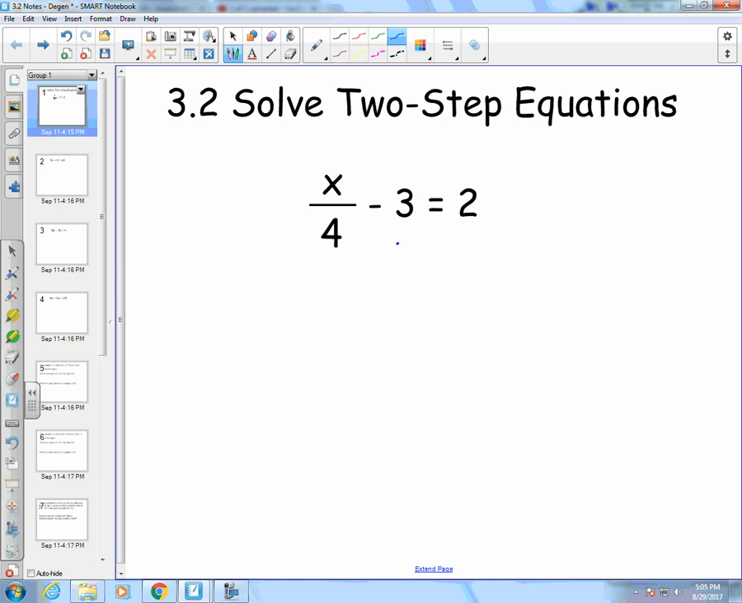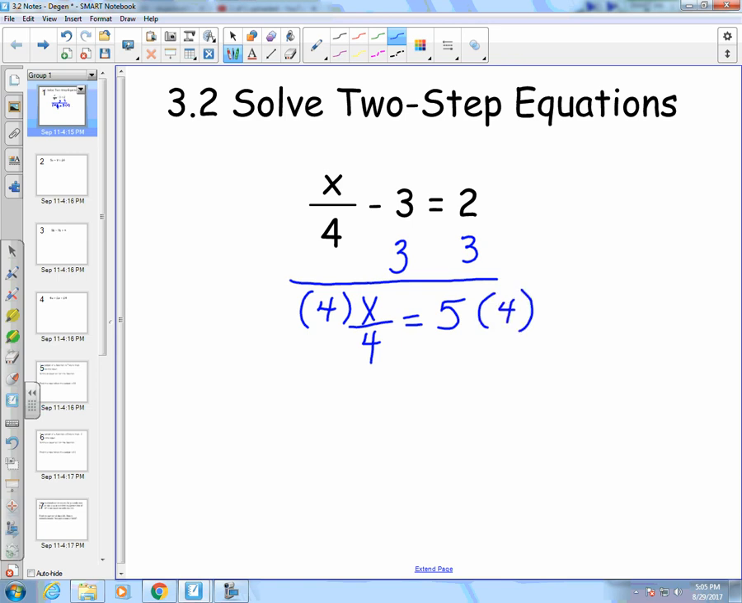So if we take care of the subtracting 3, the inverse operation is to add 3 to both sides. The 3 and the -3 cancel out. That leaves us with x divided by 4 equals 5. And now we're down to a one-step equation, which we had worked on in the previous section. We'll multiply by 4 on both sides of the equation, and we will have x equal to 20.